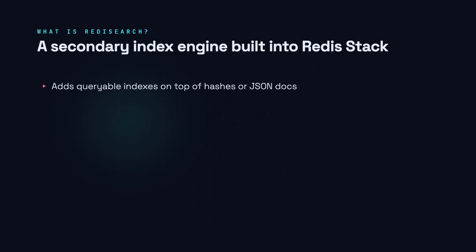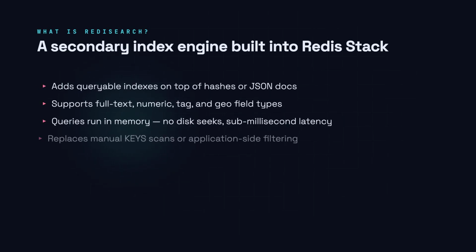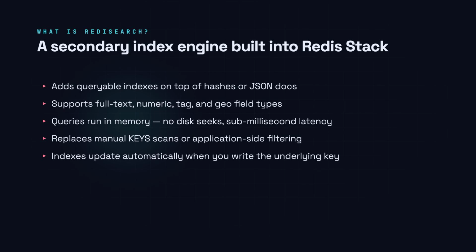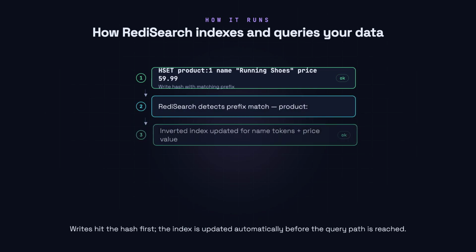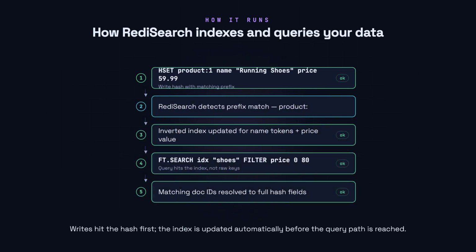Normally finding all products under $10 in Redis means scanning every key yourself. RediSearch adds a secondary index so you can query by any field, just like a database, without touching keys you do not need. When you write a hash whose key starts with the registered prefix, RediSearch automatically adds its fields to an inverted index. Later, FT.SEARCH walks that index, never scanning raw keys, and returns the full documents.